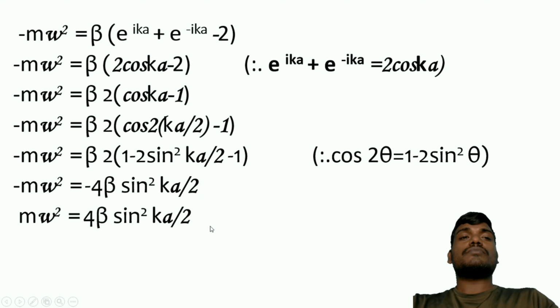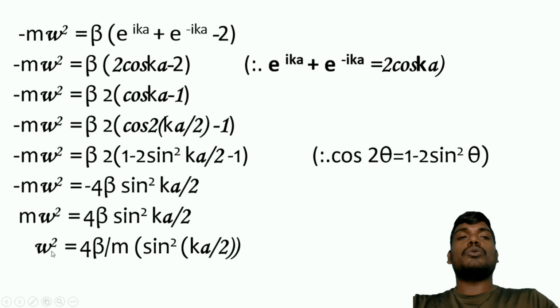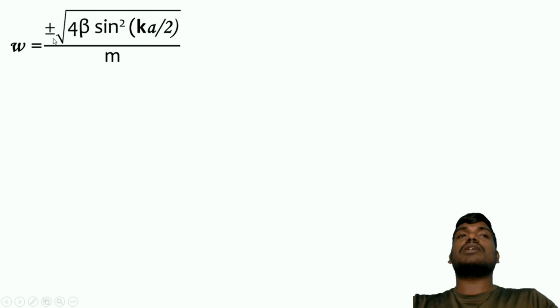The minus also gets cancelled. Next step, m omega square is equal to 4 beta sin square ka by 2, the minus cancels. Then omega square is equal to, the m is taken from the left side to the right side, 4 beta by m sin square ka by 2. Then omega is equal to plus or minus under root 4 beta sin square ka by 2 by m.